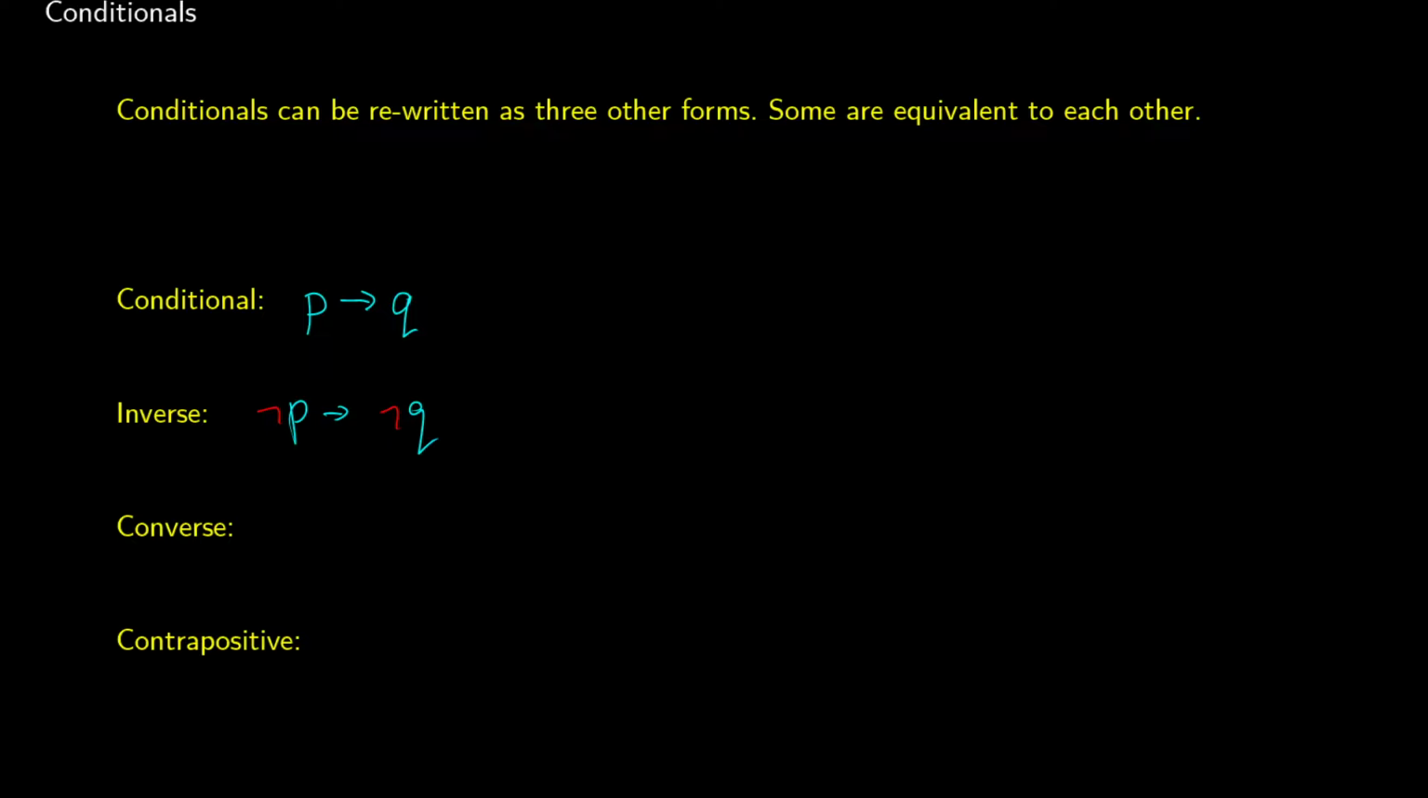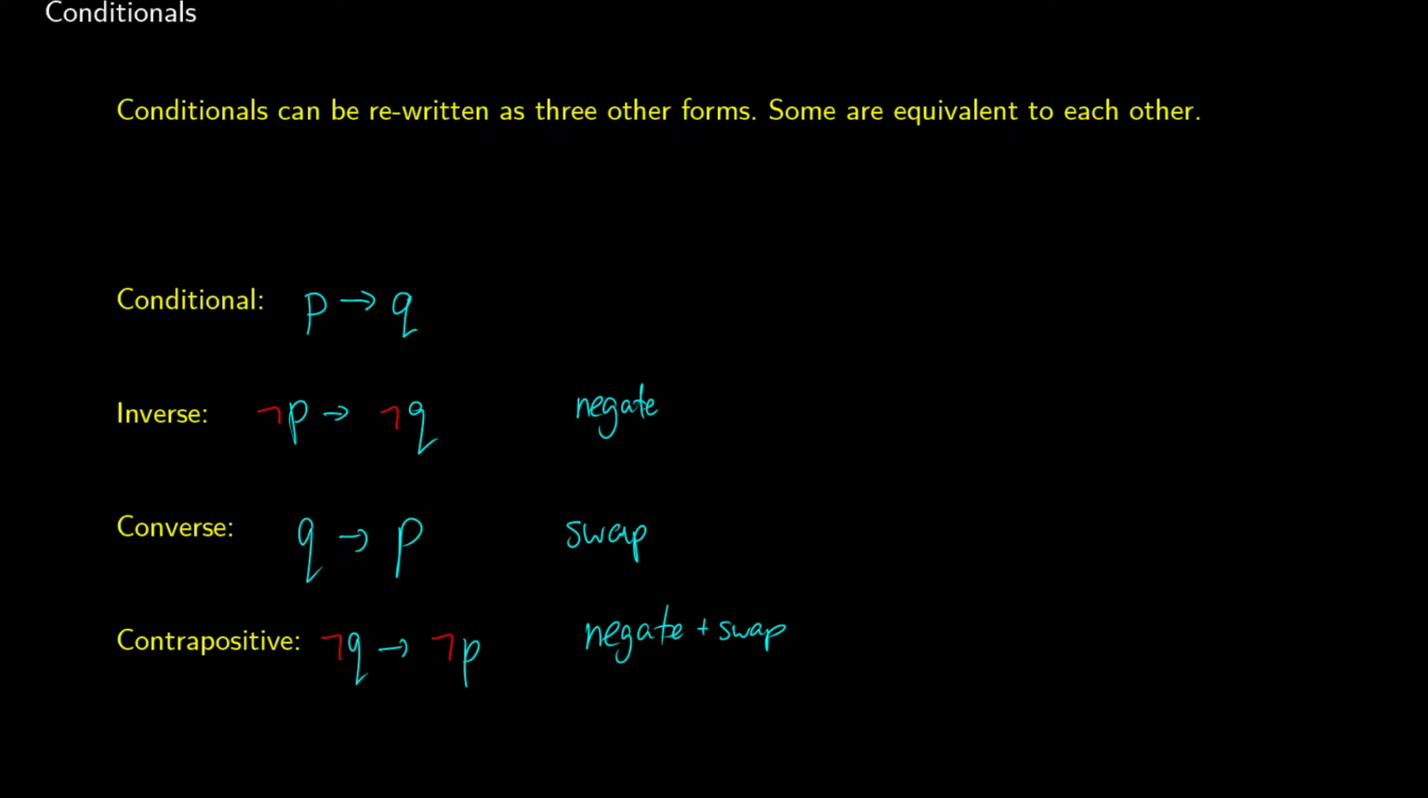If we were to do the converse, the inverse is like a negate, and the converse is a flip, which I shouldn't say because I'm using that for truth values. Let's call this a swap. So we get Q arrow P. And then the contrapositive does both at the same time. This is a negate and swap. So when we start with P arrow Q, the contrapositive is not Q arrow not P. I see that I wrote the not again.